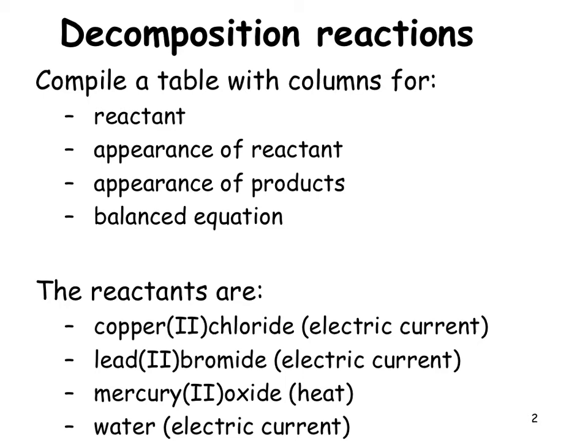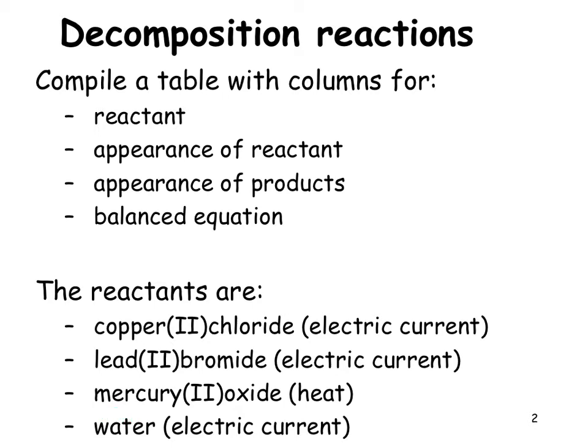The first type of chemical reaction we're going to take a look at is a decomposition reaction. What the word decomposition means is breaking down. So we're going to have a compound and we're going to break it into its elements. The compounds we're going to look at are copper 2 chloride, lead 2 bromide, mercury 2 oxide, and water.